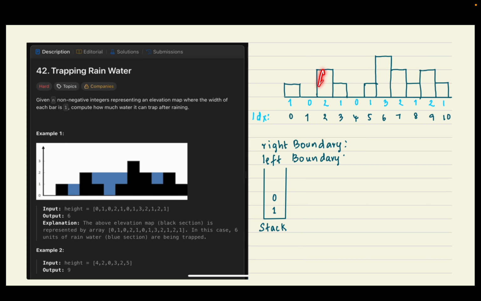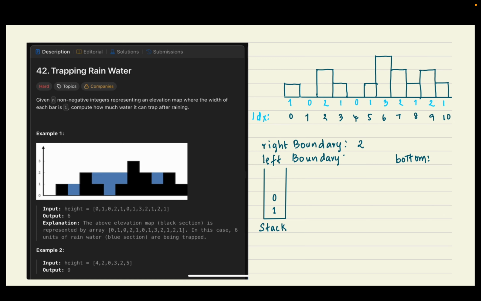Now I am at this particular index. Is 2 greater than 0? Yes, it is. Is 2 greater than its previous element? Yes, right? 2 is greater than 0. That means for my previous element, I have encountered its right boundary. So my right boundary will be 2, and I am processing 0, right? Let's call it bottom.